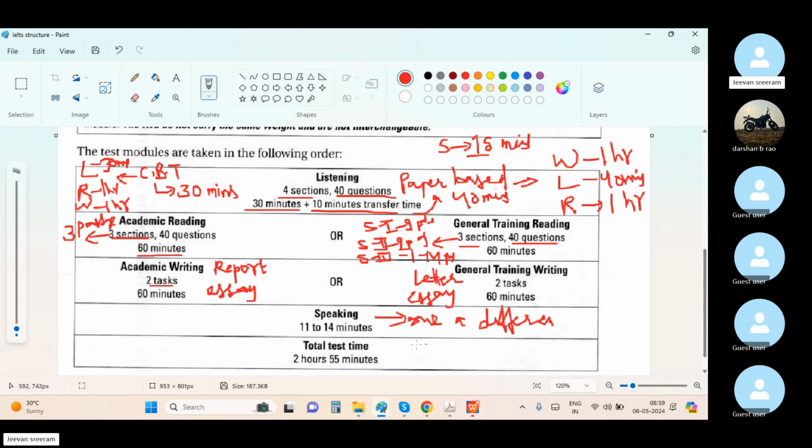Okay, so mostly based on the evidence, most of the students are able to get the same day. For the paper-based test, absolutely the speaking is going to be on a different day. So on the whole, I can say speaking is going to be on a different day, different session. So within 2 days before or after your test-taking date is the range of time you are going to get your speaking slot on. So the total test time is 2 hours 55 minutes, almost a 3-hour test. Clear?